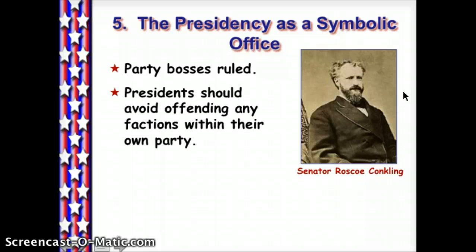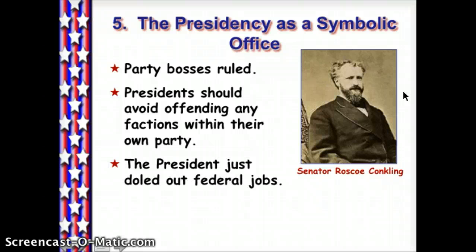So, presidents, according to this period, believed that they should avoid offending any factions within their own party. This is mostly true of the Republicans, who had a factional breakout during this period. We'll talk a little bit more about that in the next couple slides. So the president gave out federal jobs.